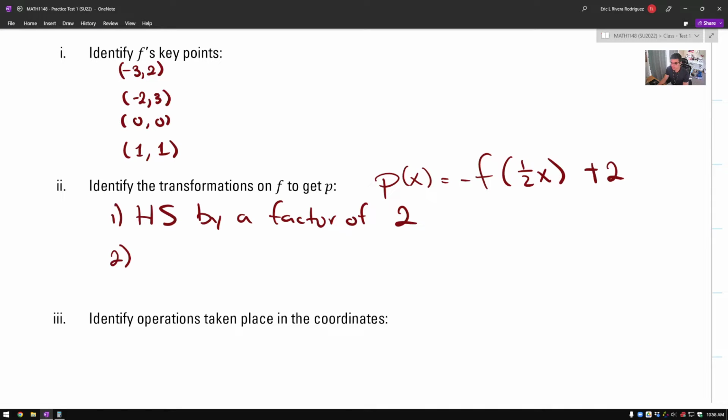The second transformation is going to be a vertical reflection. Remember, vertical reflection is about the x-axis. That comes from the negative. 1/2 times x is the first transformation. And the third one is up 2 units. Any questions so far?